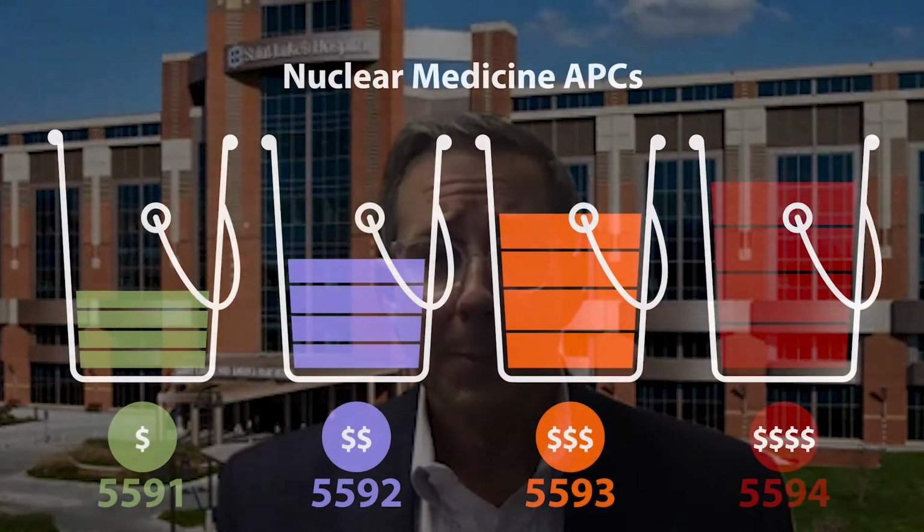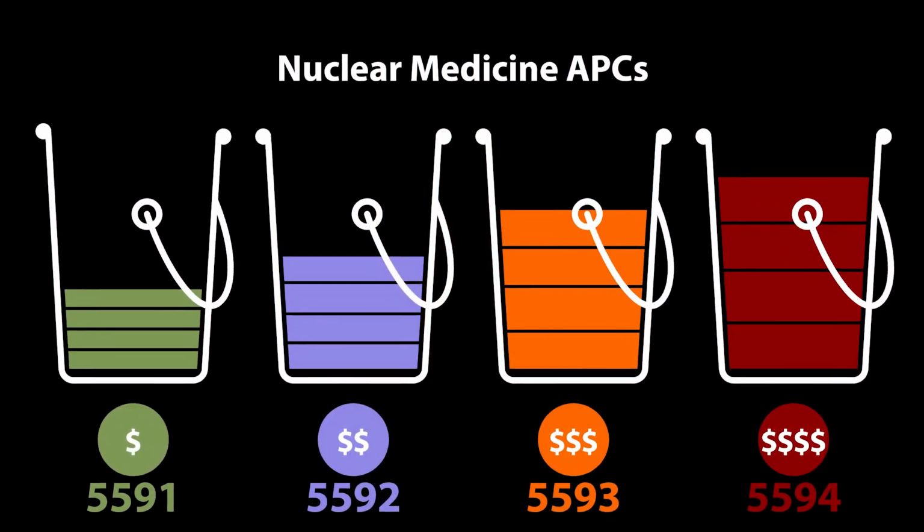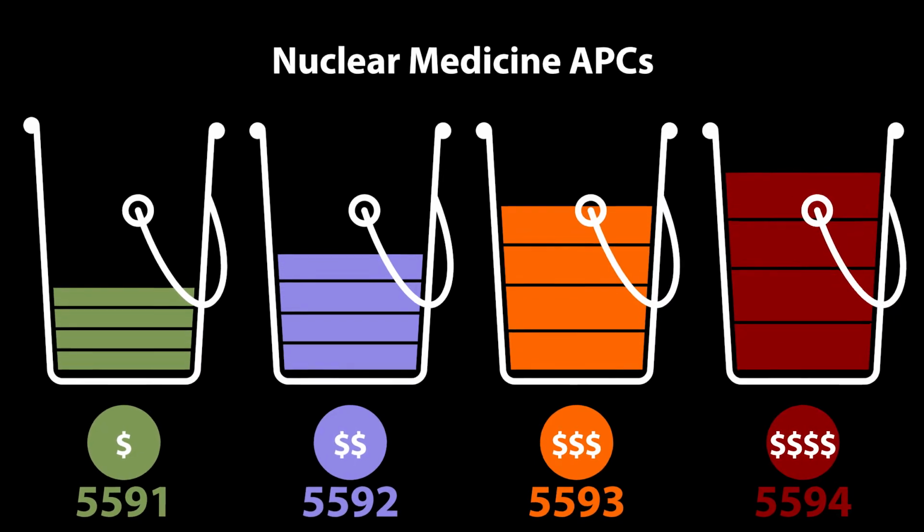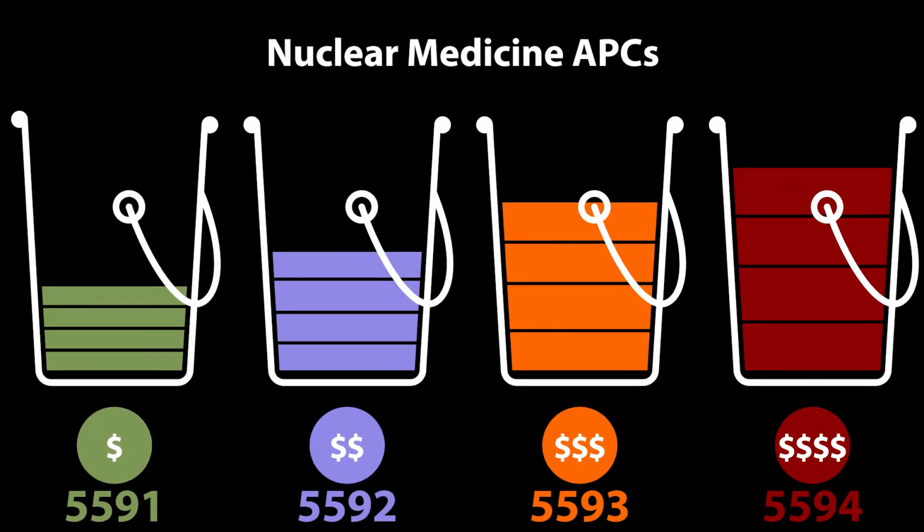It is very important for us as nuclear cardiology professionals to know which APCs contain the services we provide. You should be aware of the buckets where your services are located and which other services are viewed as clinically similar to them. Nuclear cardiology services are grouped in the nuclear medicine APCs. The family of nuclear medicine APCs contain four major APCs, specifically 5591, 5592, 5593, and 5594. So all the services in APC 5593, for example, get paid at the same rate.